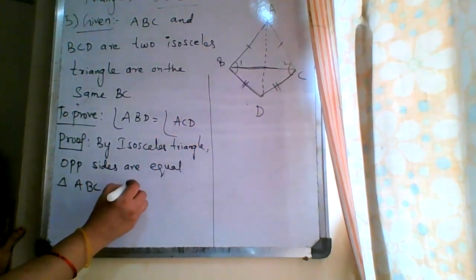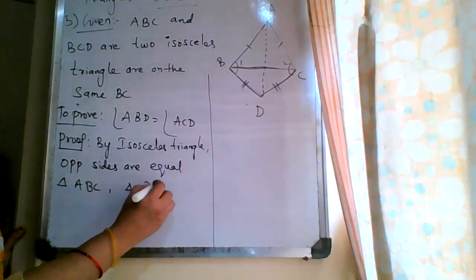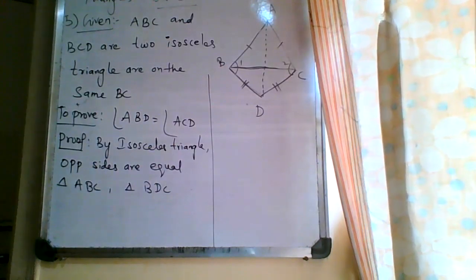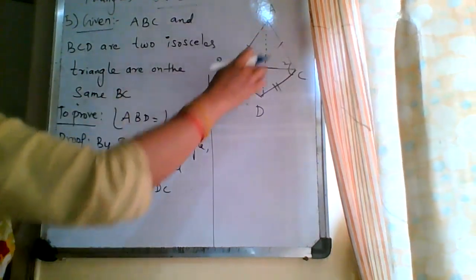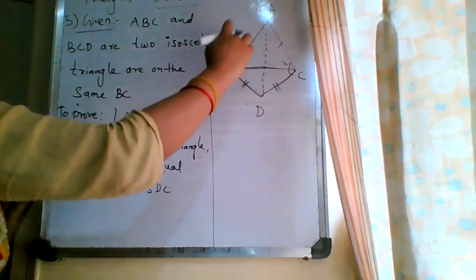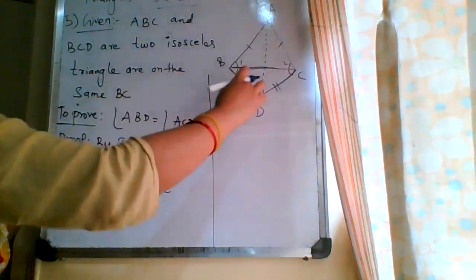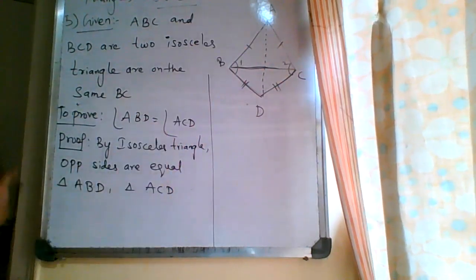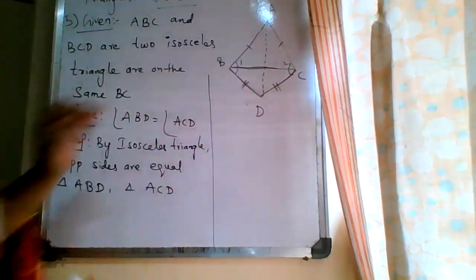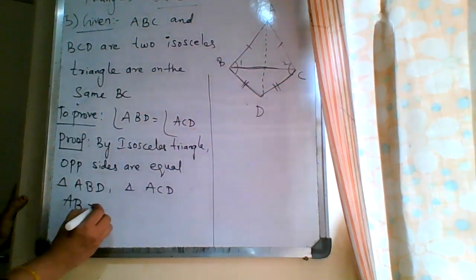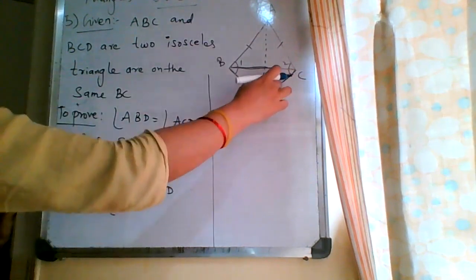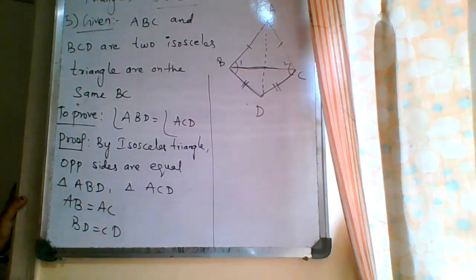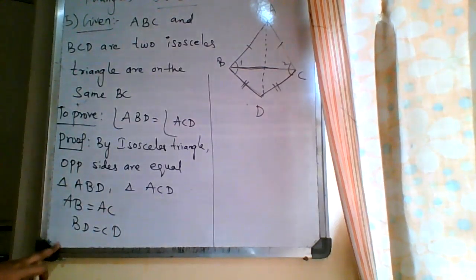Now consider triangle ABC and triangle BDC. Okay, sorry. We take triangle ABD and triangle ACD. What we know is that AB is equal to AC by isosceles property. Next, BD is equal to CD. These two are equal by isosceles property.